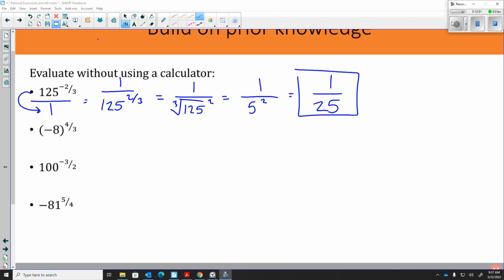Are there any of these in particular that you want to see? The last one. We can do the last one. You want to see one of these ones? The 100 one. Okay.